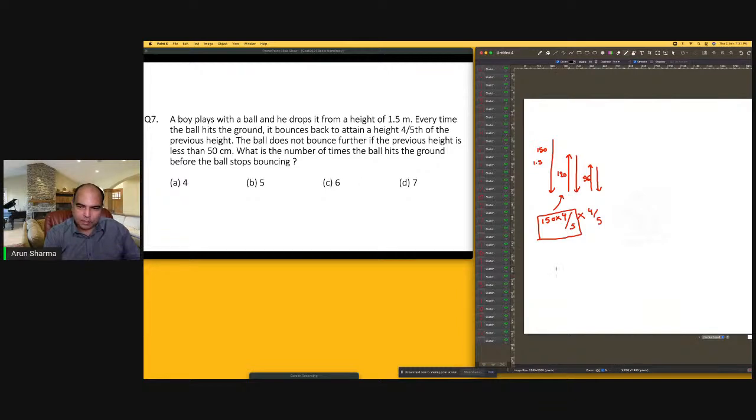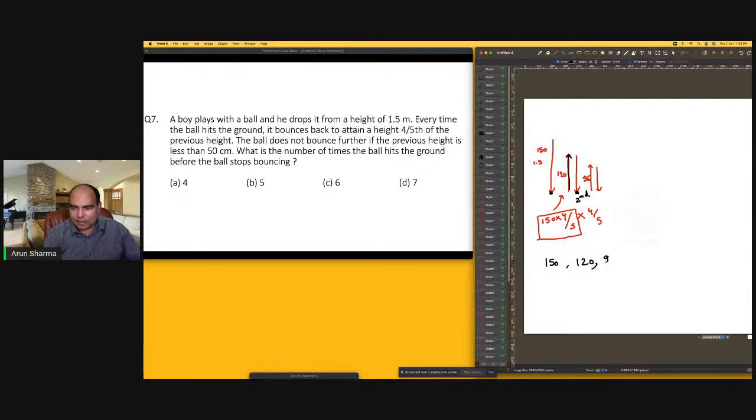So what this means is that you've got 150. The question is asking what is the number of times the ball hits the ground before the ball stops bouncing. So I will have the ball hitting the ground the first time here, and then it bounces back to 120. And it falls back from 120, so my second instance of the ball hitting the ground is there, after a drop of 120.